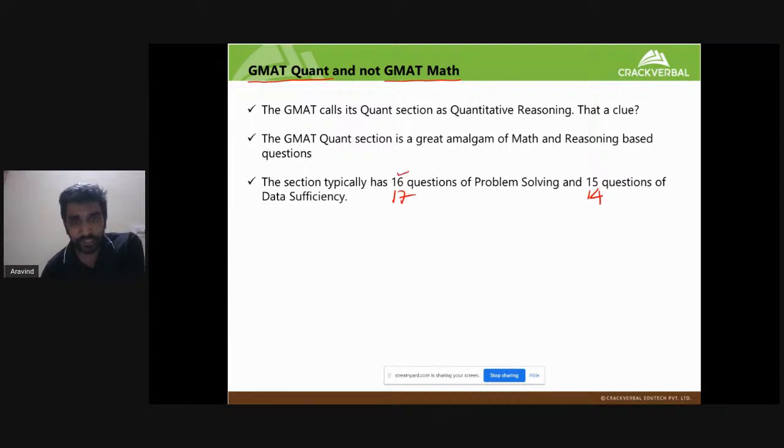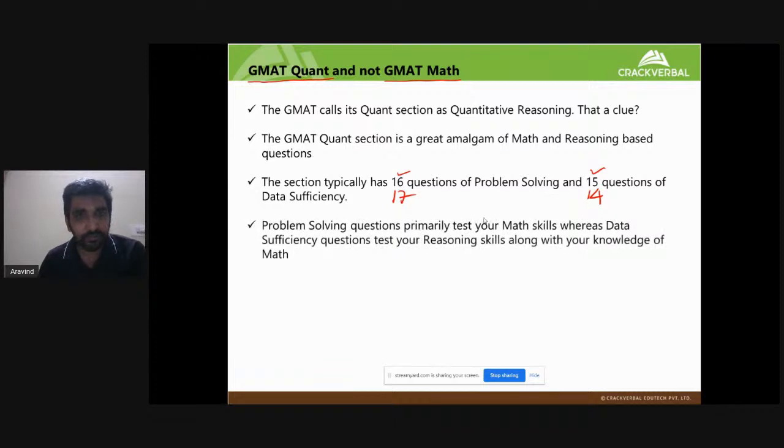Having said that, I think 16 and 15 is the more frequently occurring split of questions. And this should tell you that it's a good mixture of math and reasoning. That's because the problem solving questions primarily test your math skills, whereas the data sufficiency questions test your reasoning skills. Along with your knowledge of math, of course, you need to know math, but you'll have to put on your reasoning hat a lot of times to solve data sufficiency questions, right?